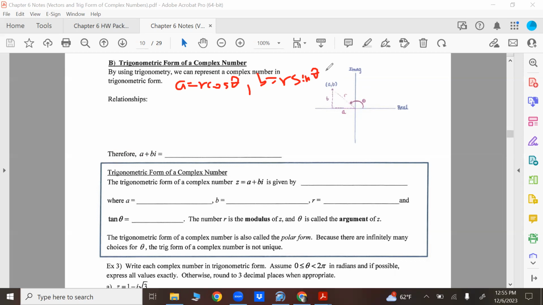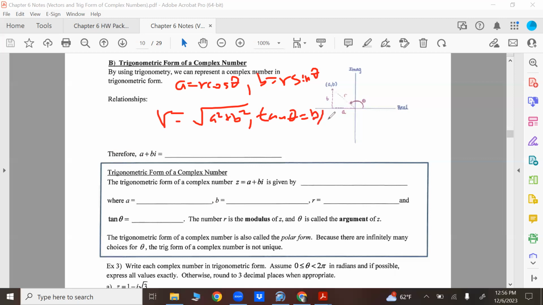Sine is b over r. Cosine is a over r. So it makes sense, right? Put a over r here, take r squared to a equals a. Put b over r here, r squared to b equals b. So this means that r is going to be root a squared plus b squared, right? We know this. Tan theta is b over a. We know this. So this is all from polar stuff, right?